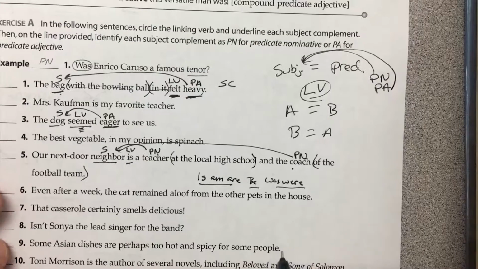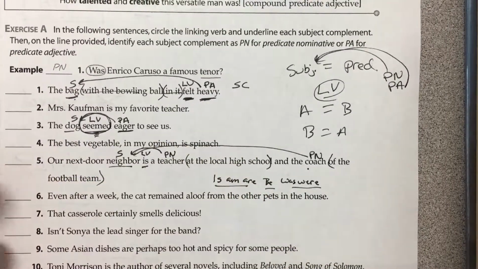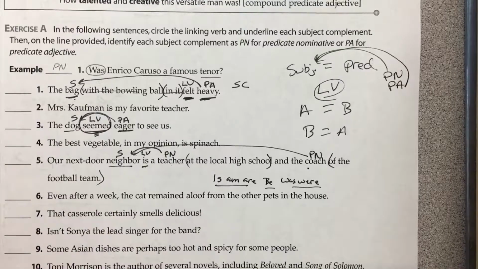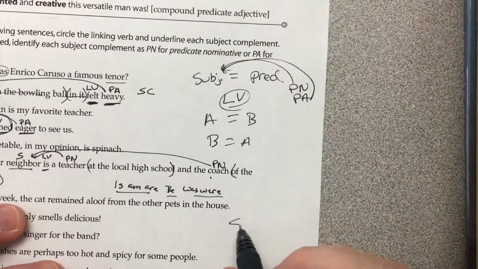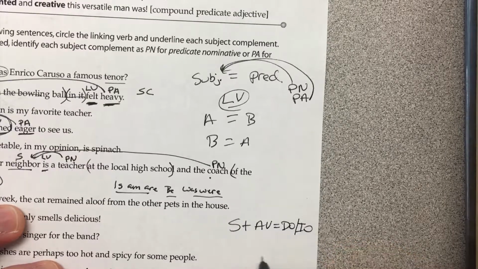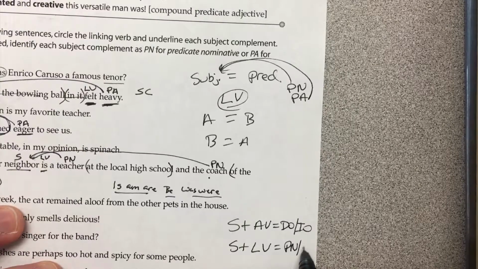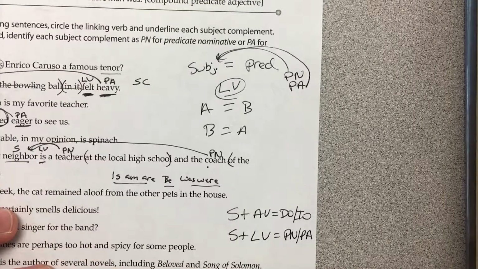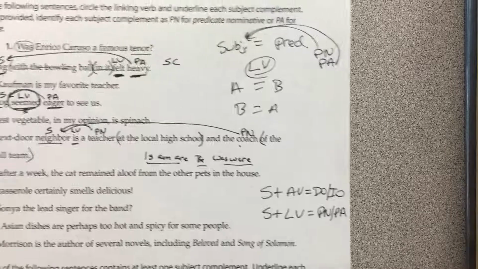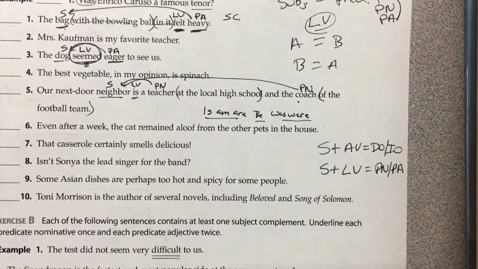Just, again, key in with this verb. You've got to make sure that you know which verb you're dealing with, because that changes the outcome. Remember, subject plus action verb equals the direct object or indirect object. Subject plus a linking verb equals a predicate nominative or a predicate adjective. So I hope this helps. I'll try to put together some more stuff a little bit later, but this should at least get you started.